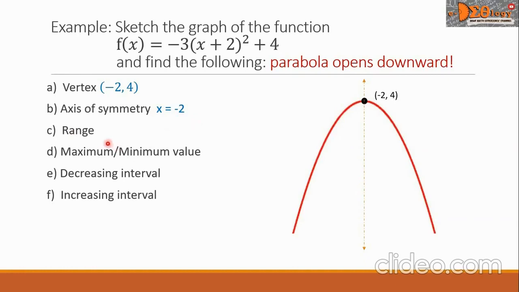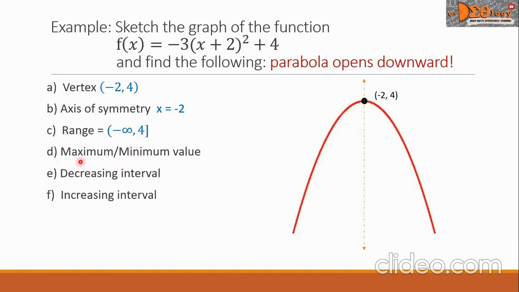For the range, we have the formula, the -infinity, comma, k, and we use the square bracket. This k is the y coordinate of the vertex. So we will just substitute the k. It becomes 4. The range now is -infinity. Of course, we use the parentheses, then comma, 4, and the square bracket.